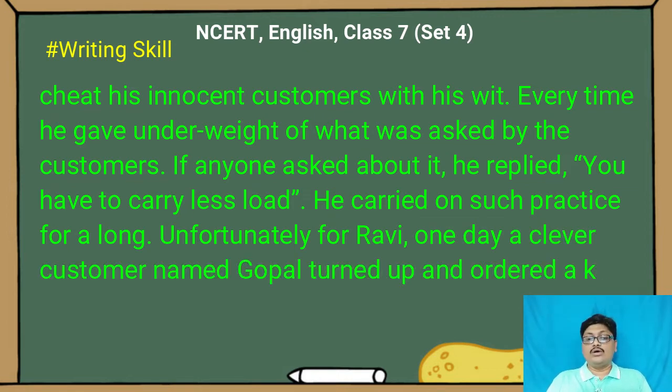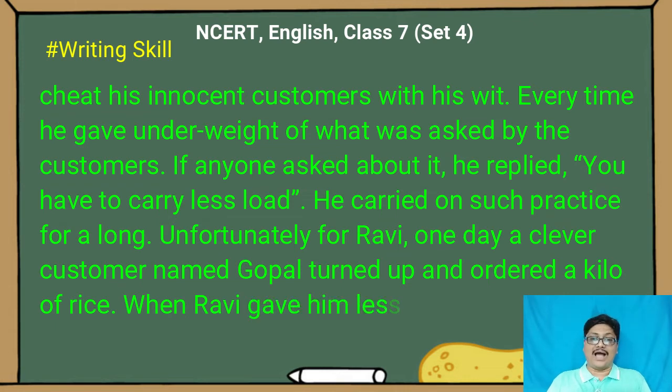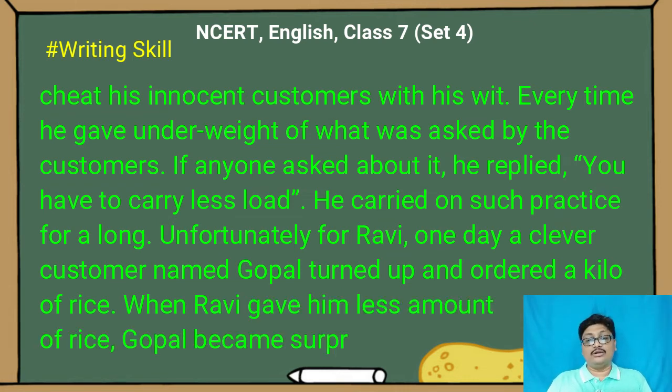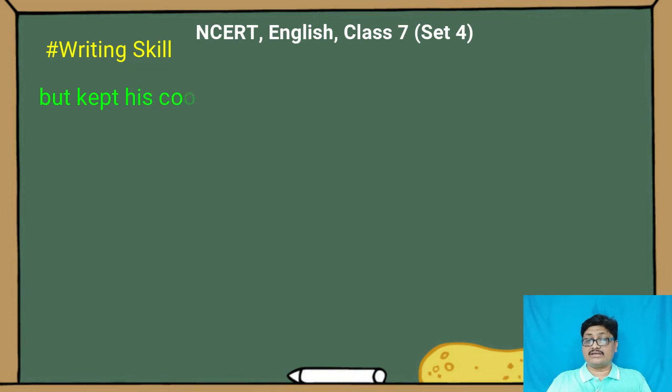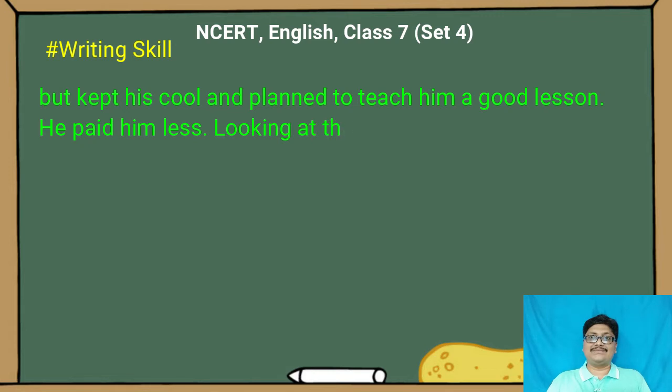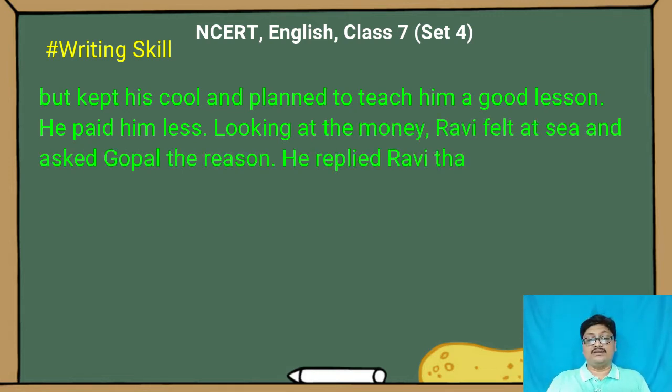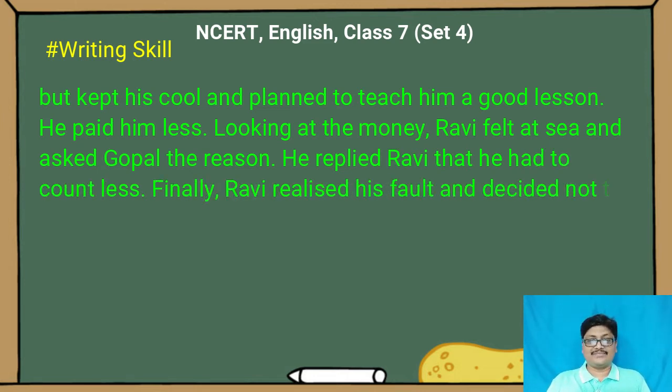Unfortunately for Ravi, one day a clever customer named Gopal turned up and ordered a kilo of rice. When Ravi gave him less amount of rice, Gopal became surprised, but kept his cool and planned to teach him a good lesson. He paid him less. Looking at the money, Ravi felt at sea and asked Gopal the reason. He replied to Ravi that he had to count less. Finally, Ravi realized his fault and decided not to cheat anyone in future. I have given a probable answer.